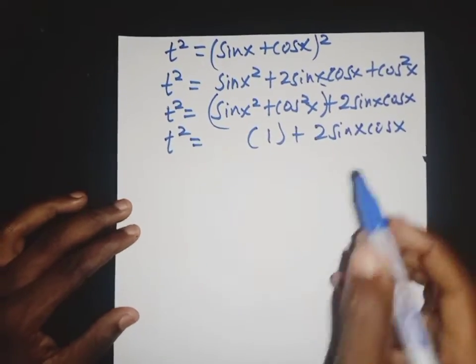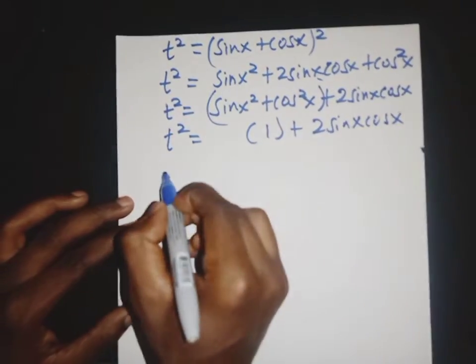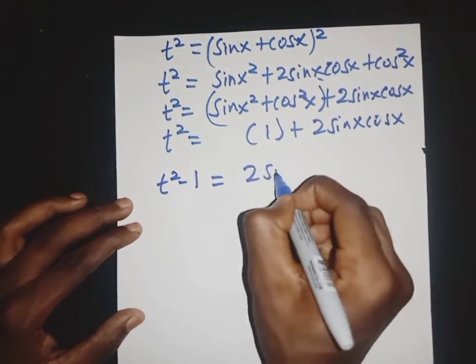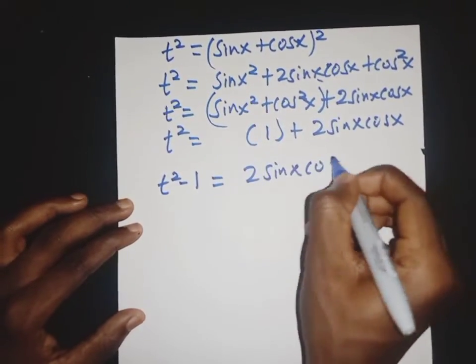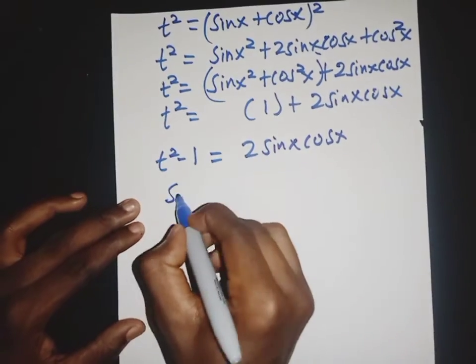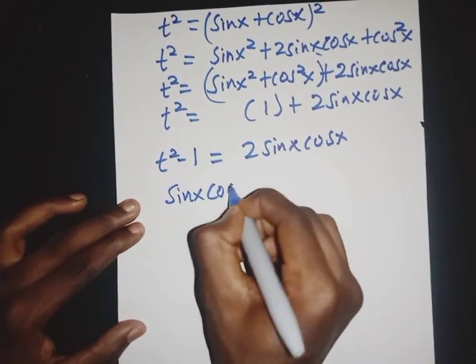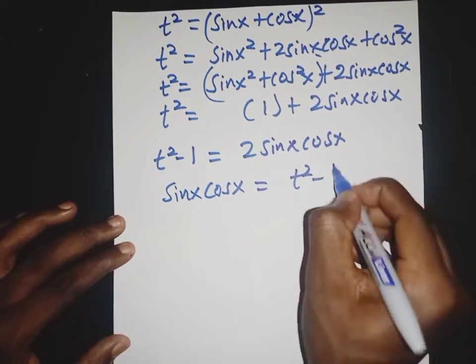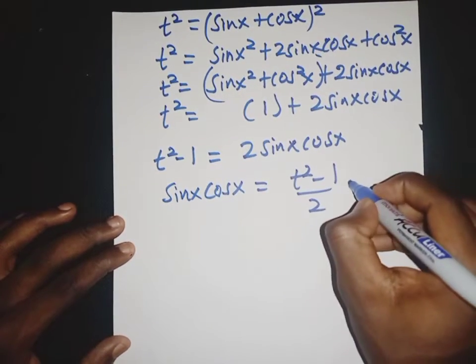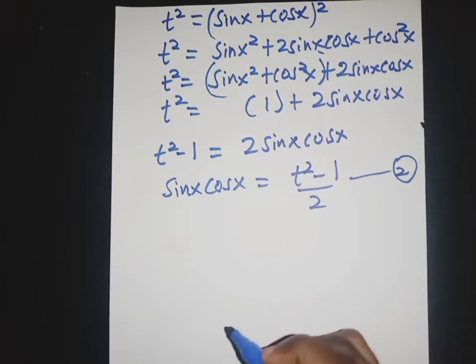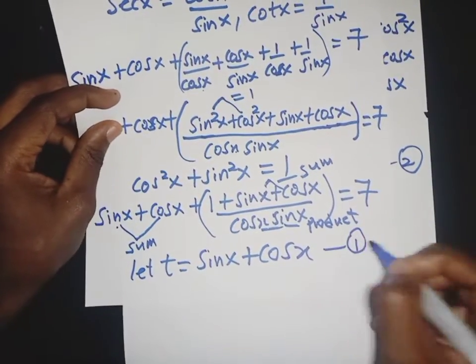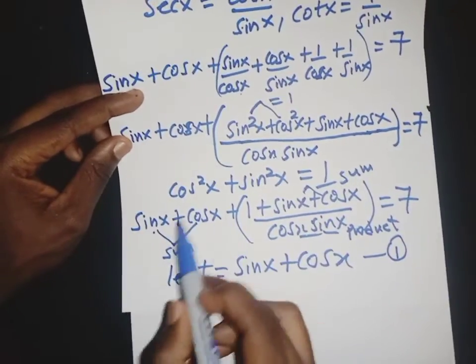Remember, we are looking for the product, so the 1 goes to the other side. We have t squared minus 1 being equal to 2 sine x cos x, and therefore sine x cos x will be equal to t squared minus 1 divided by 2. Let's call this 2, and the first part we had, let's call it 1. And remember, this is the general one.